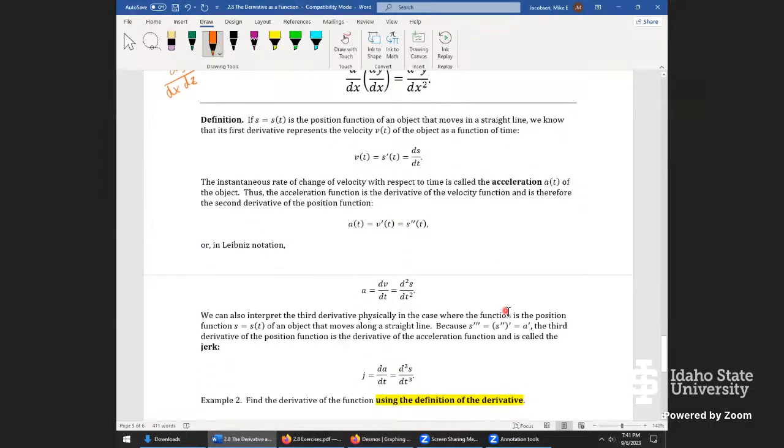And it just keeps on going. The jerk function is the third derivative. It would look like this. I don't think we'll run into the jerk function, but it's interesting to mention now that we're talking about higher derivatives.